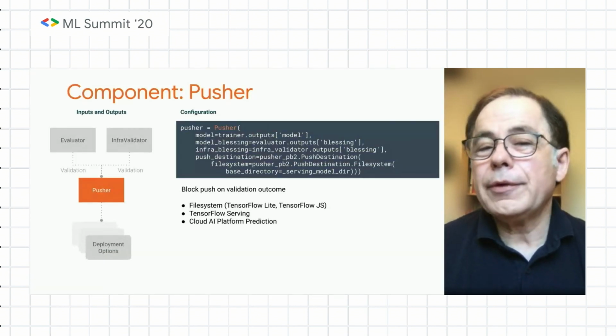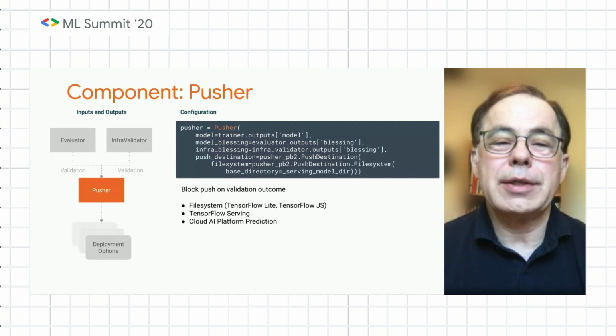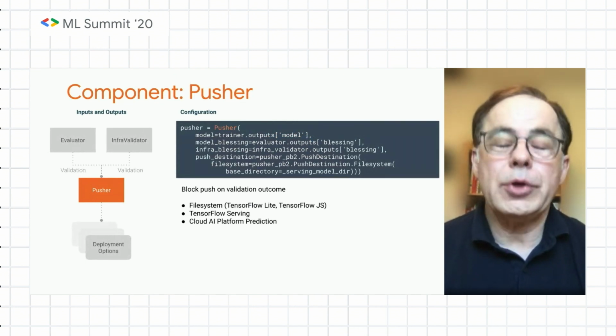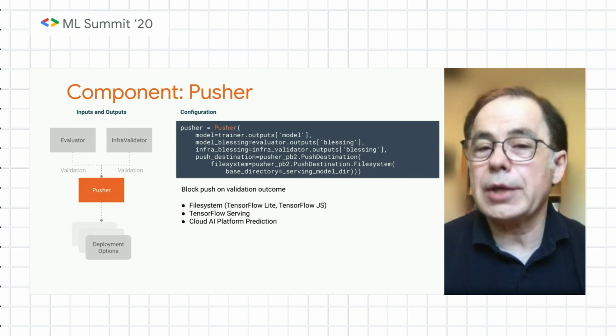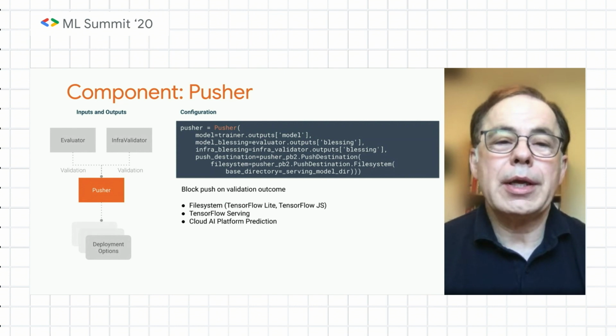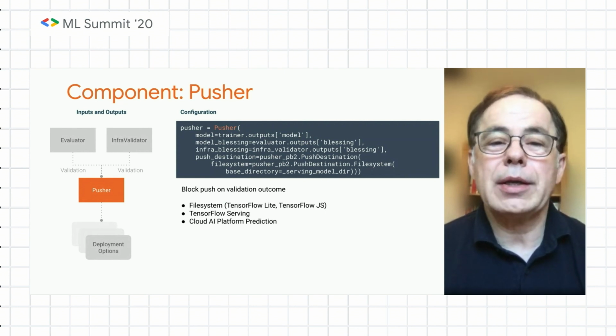If both infravalidator and evaluator decide that your model is good, it's called blessing the model, then pusher will push it to your production deployment targets. So could be more than one target, could be just one. It just depends on how you have your system set up and where you want to deploy to.